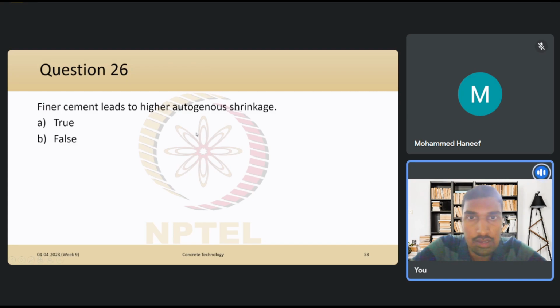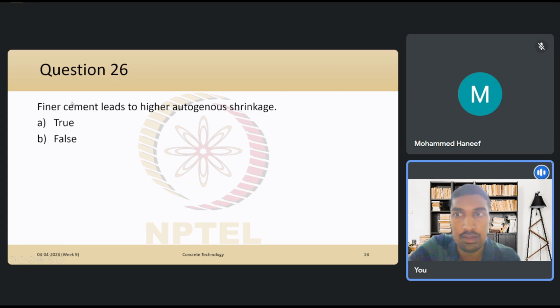So what is autogenous shrinkage? We saw this already. It is the macroscopic change or the reduction in the volume because of the hydration reaction. It is mostly seen in high strength concrete. When you have finer cement, you'll have better hydration. Finer cement particles will give you better hydration, and higher hydration means there will be higher autogenous shrinkage, because of this increased hydration reaction. So that is true when there is finer cement.